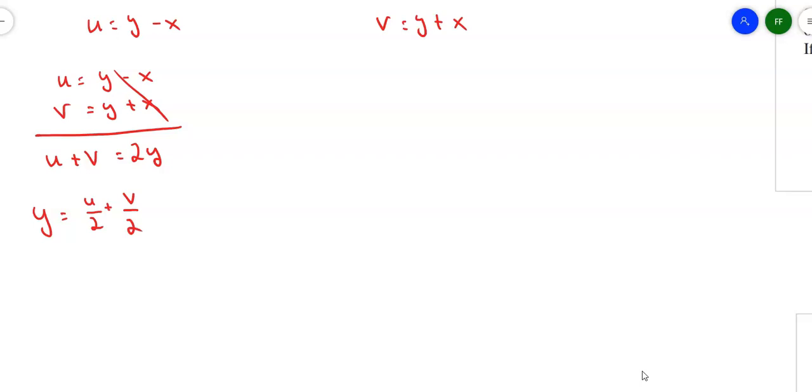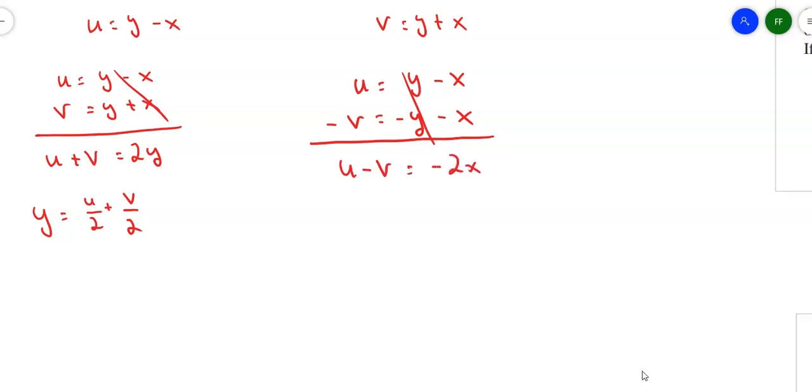All right, we added them to get rid of the x. Let's subtract them to get rid of the y. So I get u equals y minus x, and negative v equals negative y minus x. So I just hit that second row with a negative 1 because I want to get rid of my y's. So I end up with u minus v equals negative 2x. Divide through by negative 2, and I get x equals negative 1/2 u plus 1/2 v.